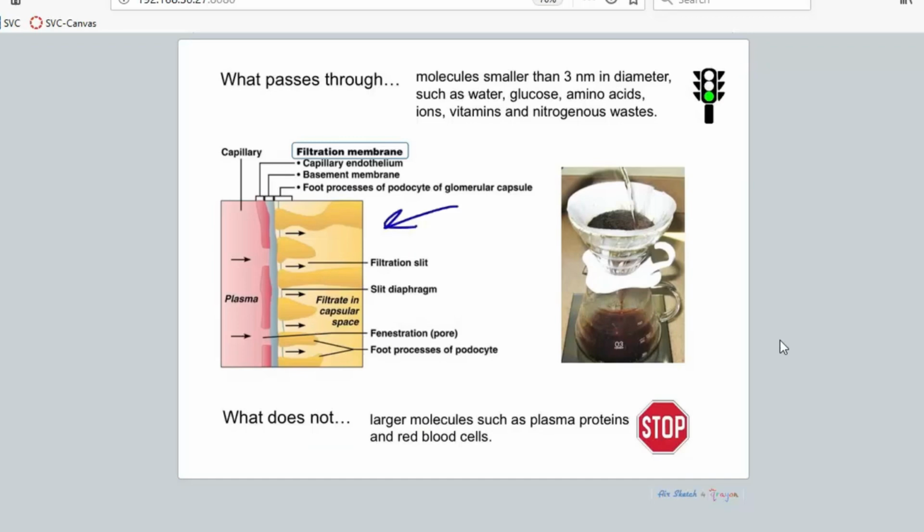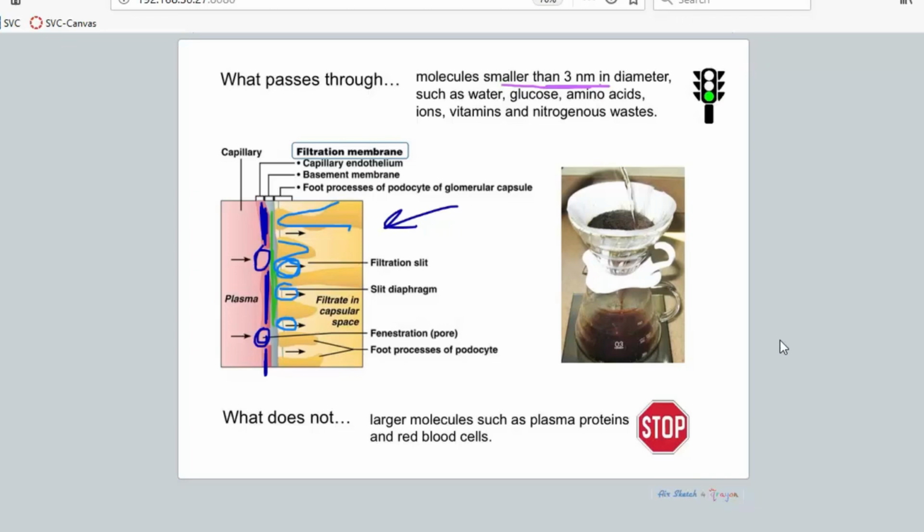And here's a closer up look of that filtration membrane. Here's the capillary, and they're just simple squamous epithelium, so a really thin cell layer there, but then you have these pores in between it. Then you have a little basement membrane there, and then you have the glomerular capsule, and specifically you have these filtration slits in between there. And so what passes through there? Well, small molecules do, specifically molecules smaller than 3 nanometer in diameter, which is super small.